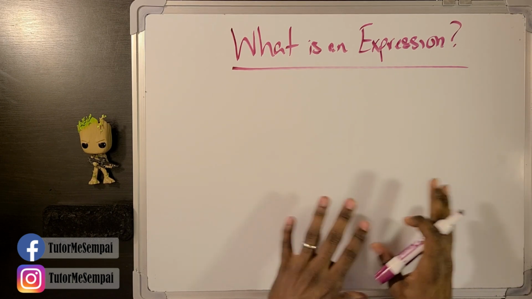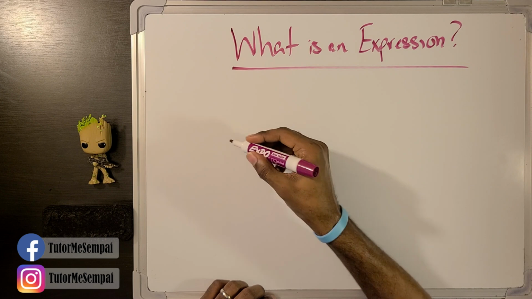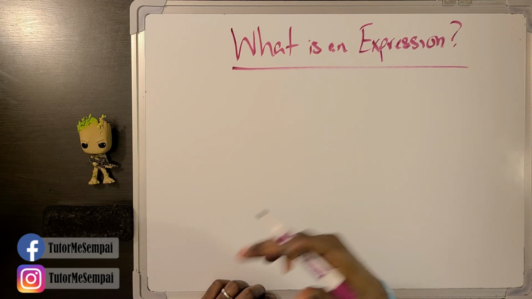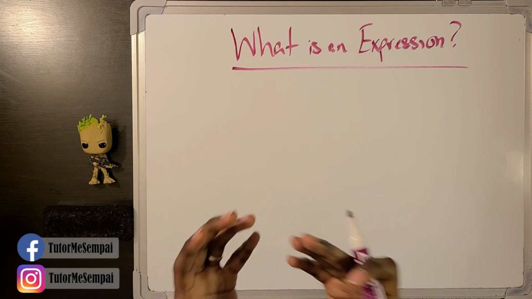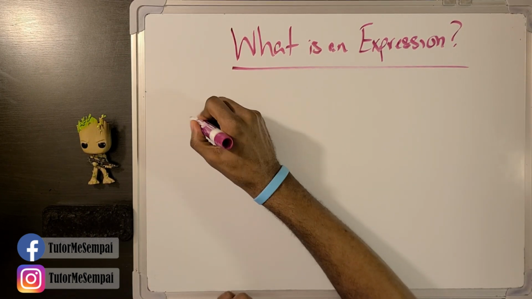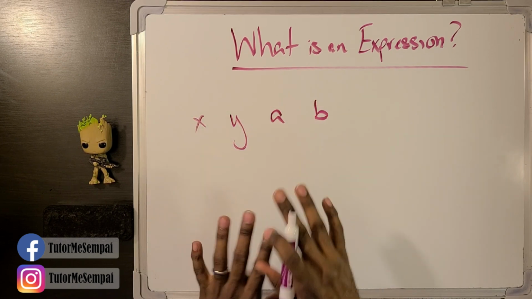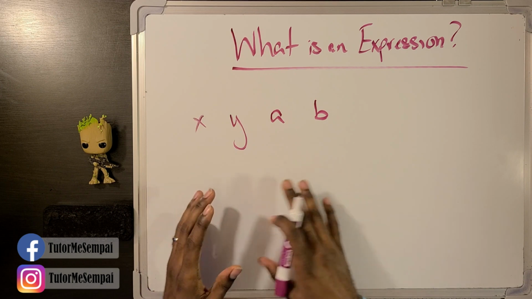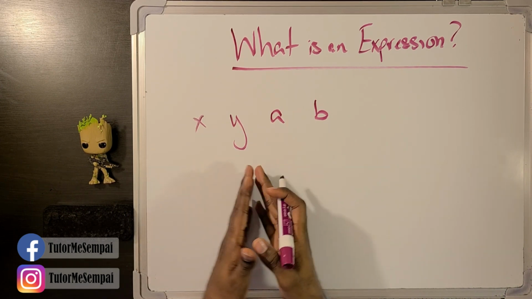So now that that's out of the way, what is an expression? Well, if you remember, we talked about variables, and I told you that a variable can be pretty much anything. It's a placeholder. We don't know what that number is, but it's a placeholder for an unknown number. So it could be X, it could be Y, it could be A, it could be B. It doesn't matter what it is. It can be Greek letters. It does not matter. But these are variables.